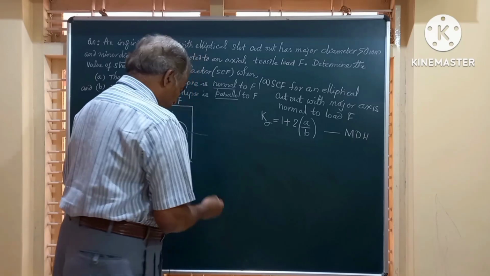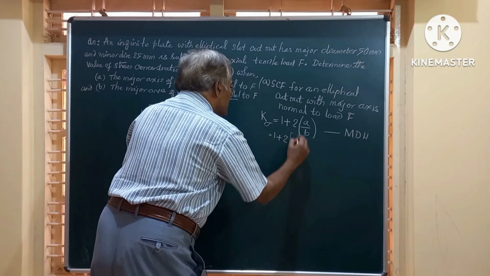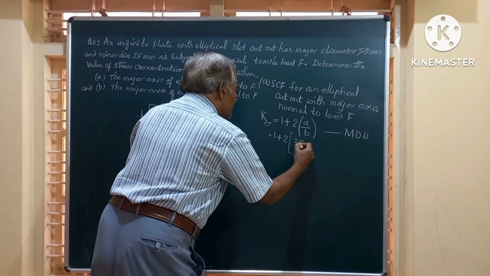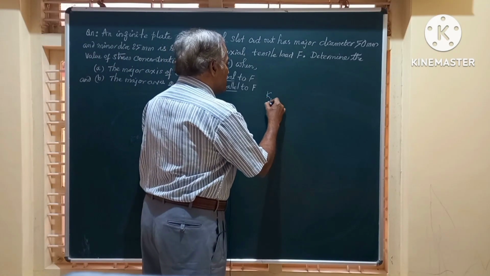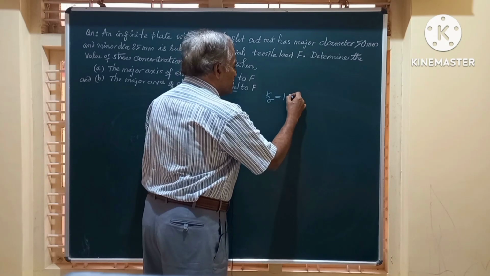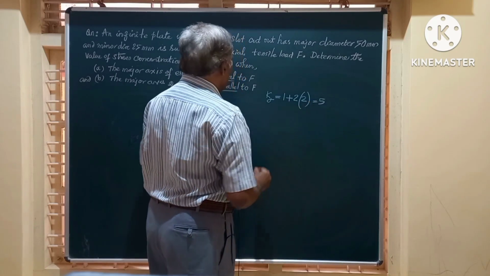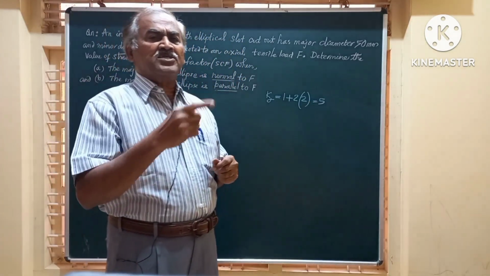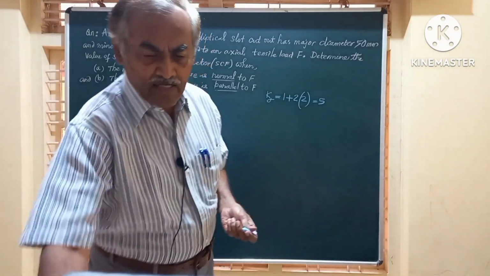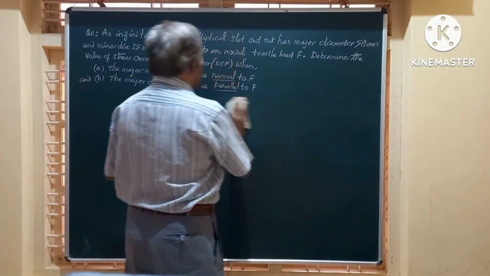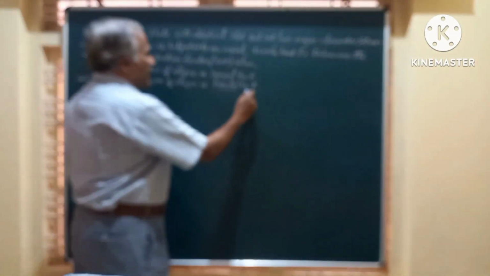Friends, we will write down here 1 plus 2 times A value 25 by B value 12.5. The value of K sigma works out to 1 plus twice 2, that is equal to 5. So friends, when the major axis is normal to the load, we get K sigma equal to 5. And on the same lines, let us work out the value of K sigma when the major axis of the ellipse is parallel to F.